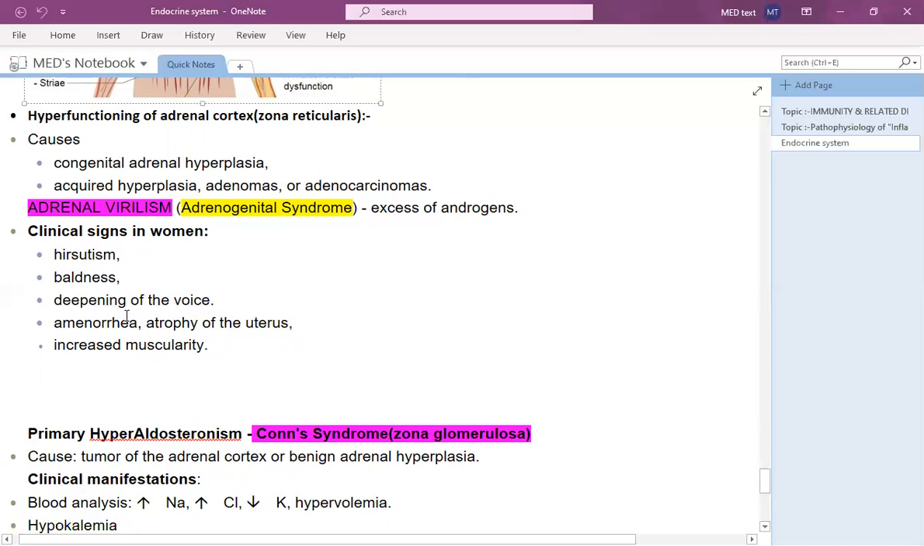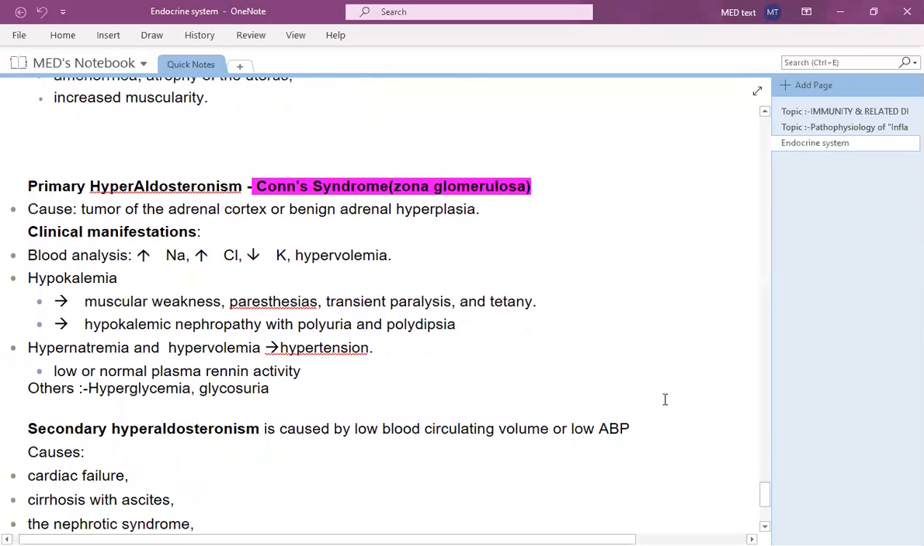Deepening of voice, amenorrhea, and atrophy of uterus, increased muscularity in women, whereas the opposite things are found in males, like decreased production of testosterone and decreased length of genital organs. So those are certain secondary complications which you need to remember.